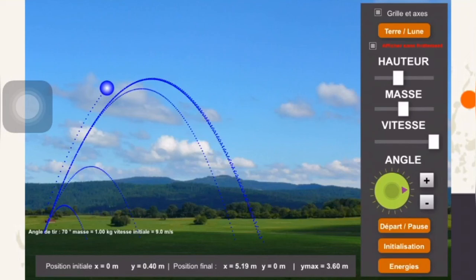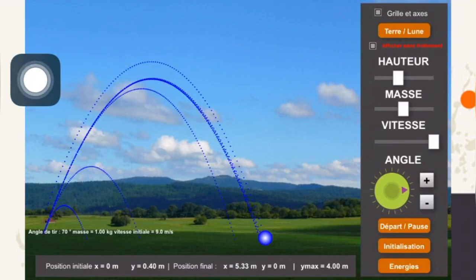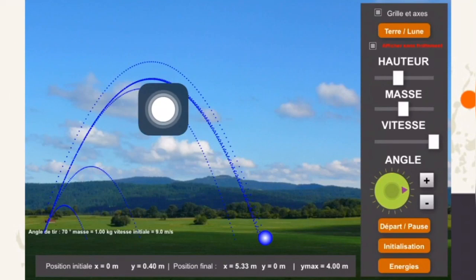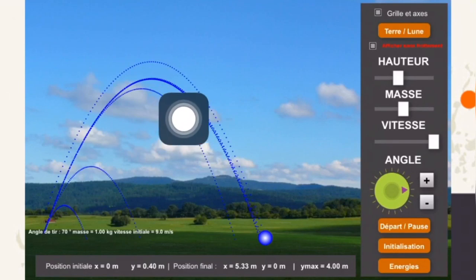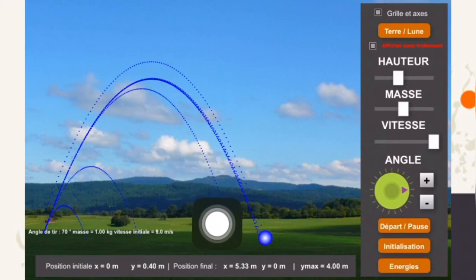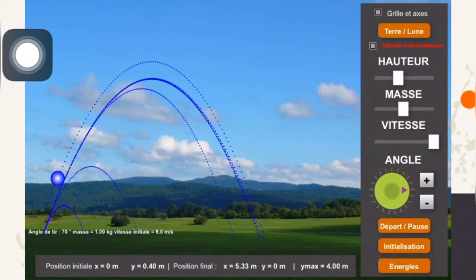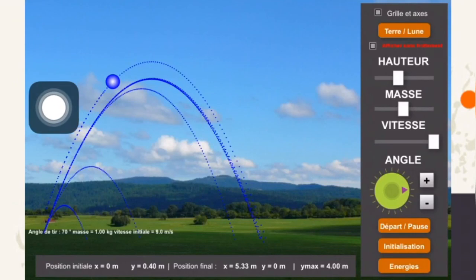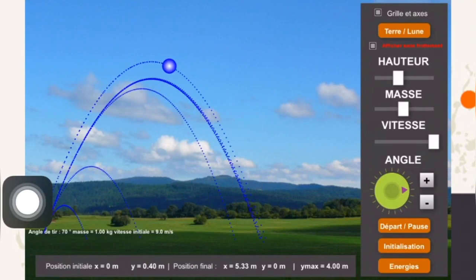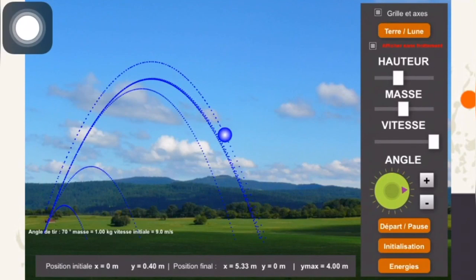See, this graph shows the projectile motion when it is projected from the ground. And now let me play it again, and this graph shows the projectile motion when it is projected from some height above the ground.